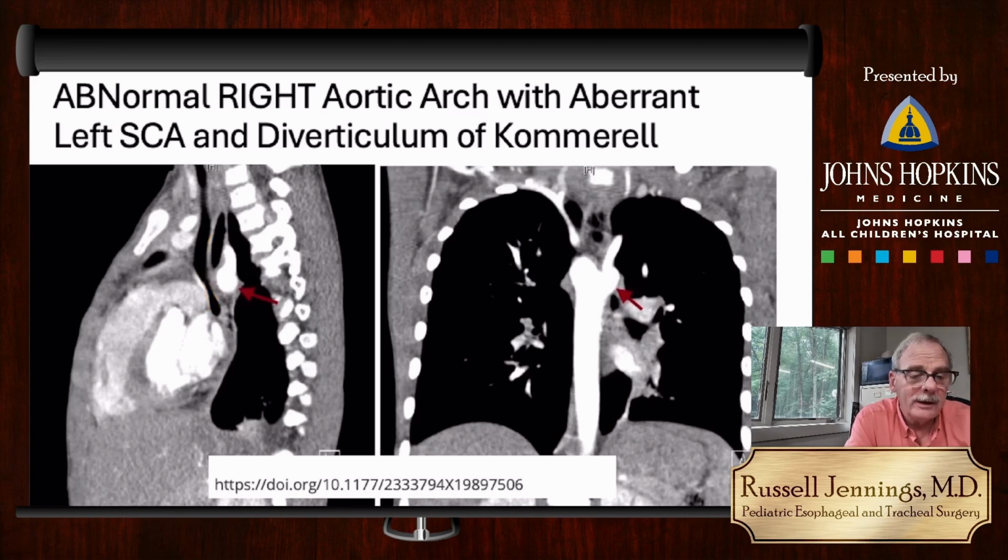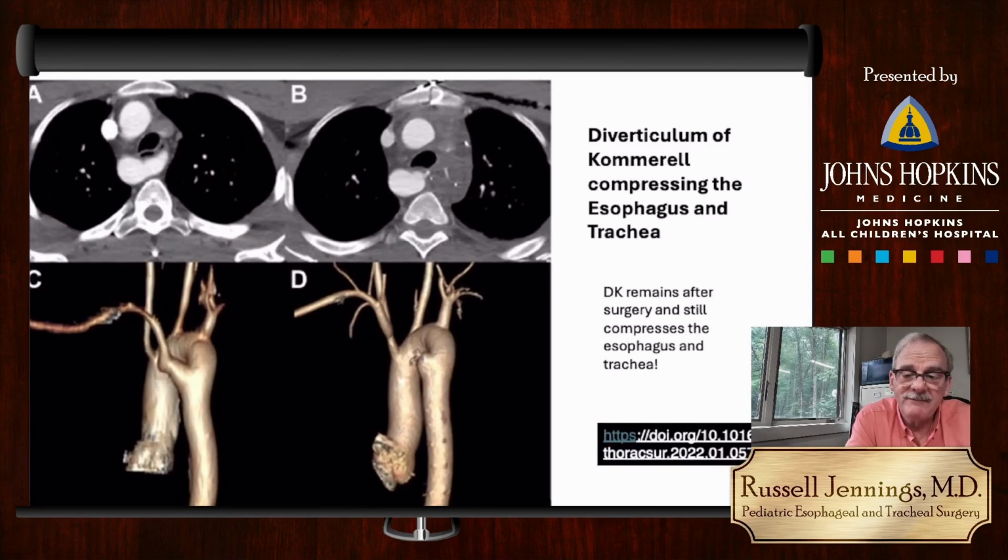When we look on the coronal image, like we're looking at the front and we're close to the spine here, we can see that here's the subclavian artery, here's the diverticulum of Kommerell, and here's the aorta and the right arch. Just giving you an illustration of how much bigger than the subclavian artery the diverticulum of Kommerell is, and why it's right behind the esophagus and the trachea. So this is a very illustrative series of pictures. So let me go through this very carefully because this is important.